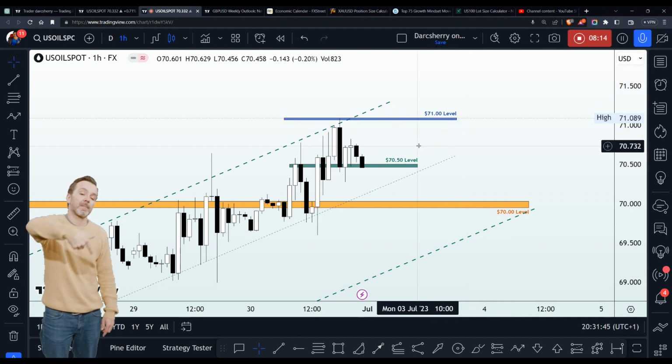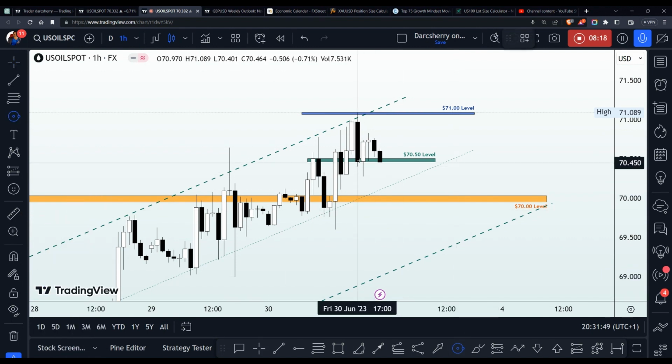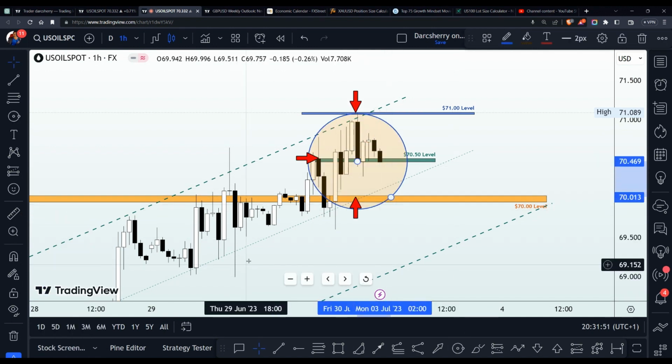Trust me, I'm going to be with you in the comment section on Monday morning after monitoring how participants in the market will be reacting to this current structure to determine what our next line of action will be.